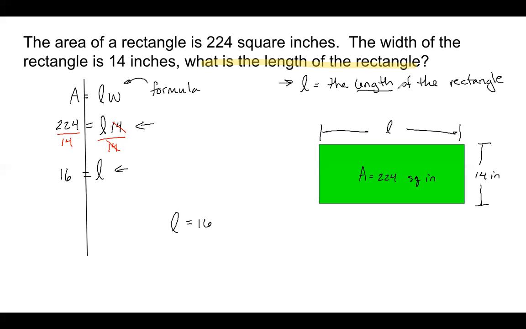So length could be inches or feet or centimeters. So I'm going to look in the problem, what units are they using? Inches, square inches, and inches. Well, length isn't going to be square inches because only area is square inches. So my units are just going to be inches. Length is always just inches. All right, how'd you do? Let's try another one.